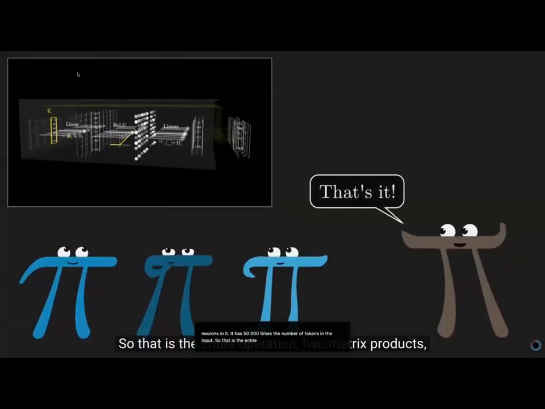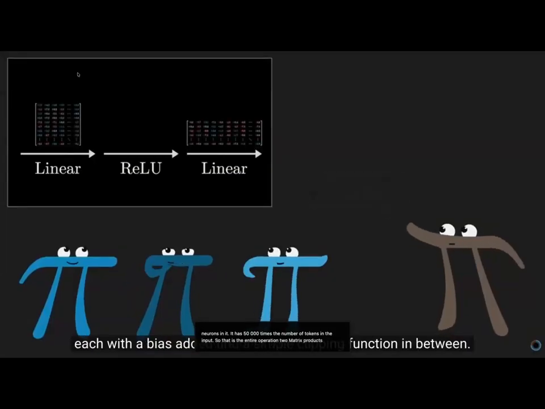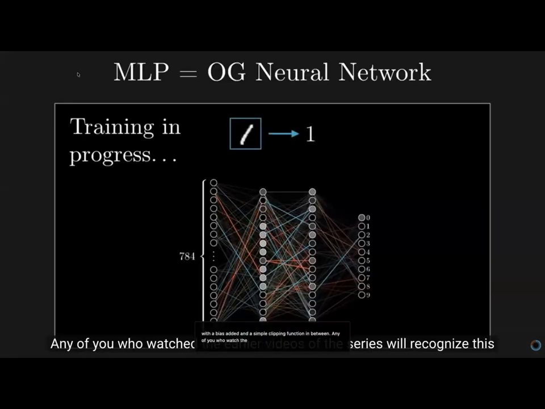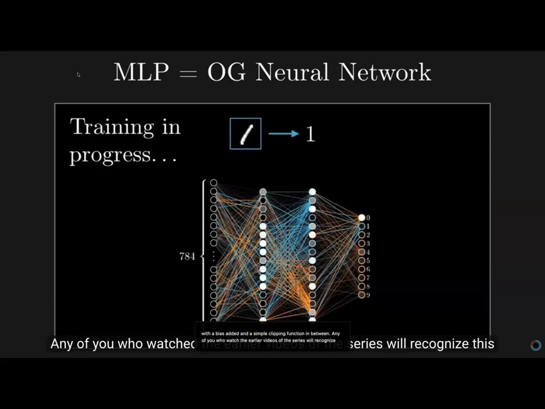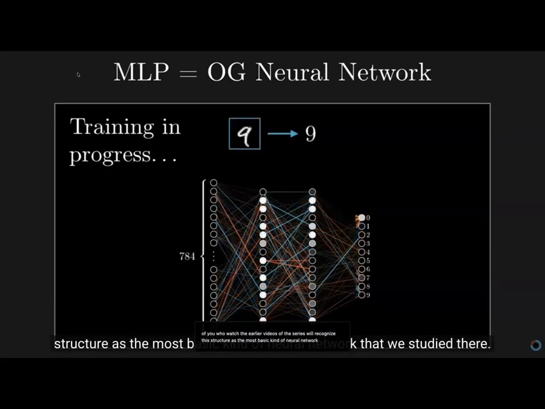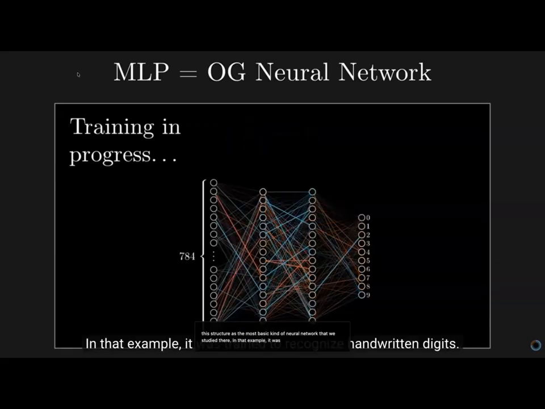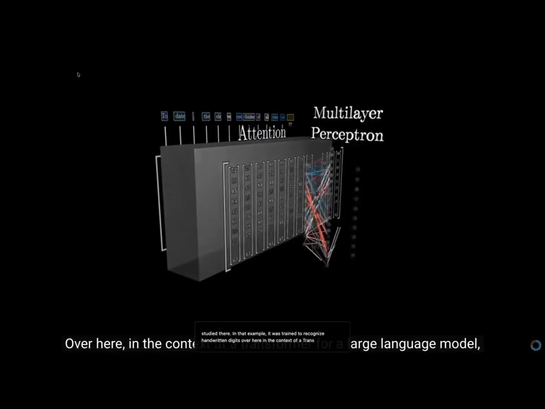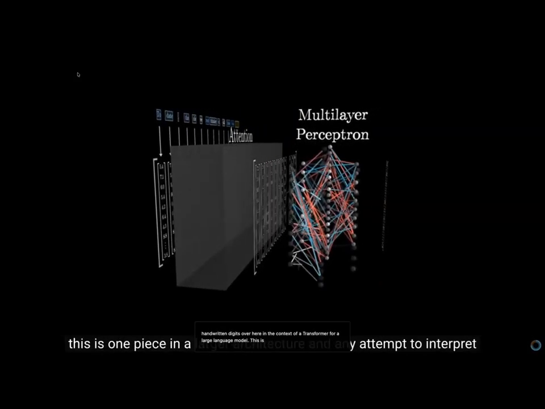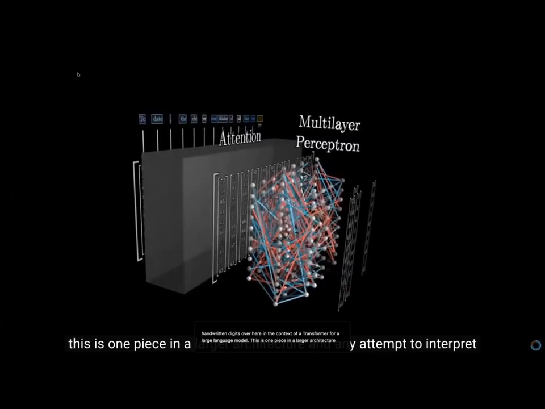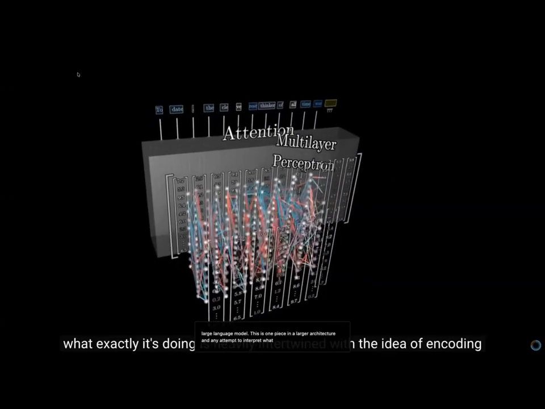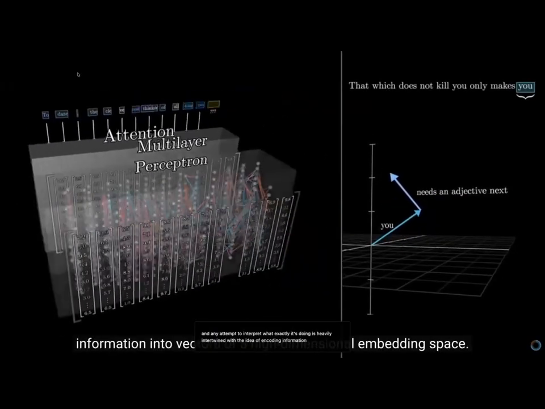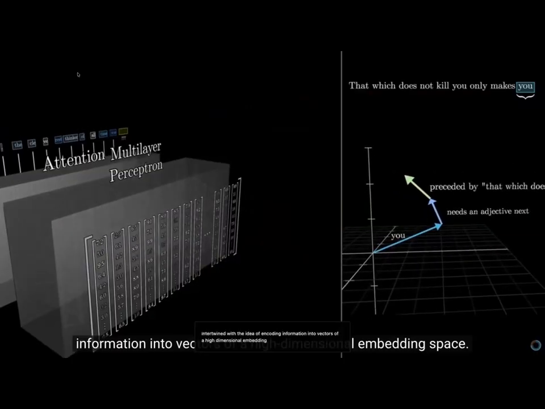So that is the entire operation. 2 matrix products, each with a bias added, and a simple clipping function in between. Any of you who watched the earlier videos of the series will recognize this structure as the most basic kind of neural network that we studied there. In that example, it was trained to recognize handwritten digits. Over here, in the context of a transformer for a large language model, this is one piece in a larger architecture, and any attempt to interpret what exactly it's doing is heavily intertwined with the idea of encoding information into vectors of a high-dimensional embedding space.